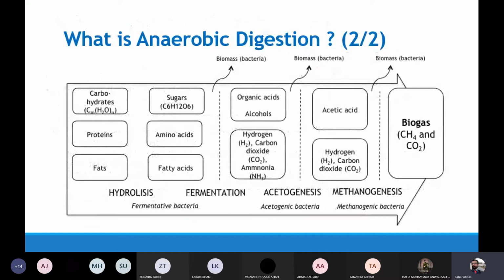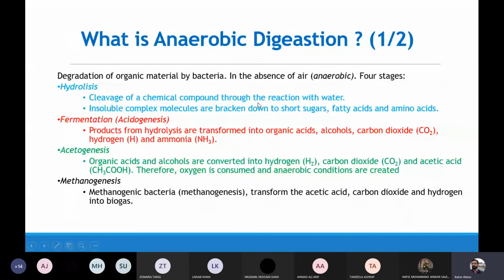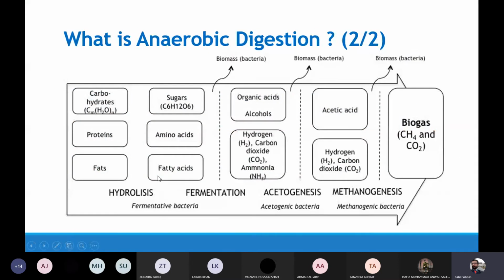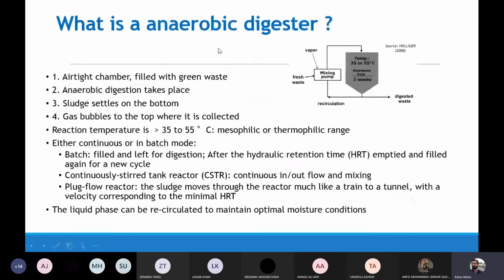When we are talking about anaerobic digestion, all these processes take place in some container or reactor or digester, so we must know about the geometry, the process, and the characteristics of the anaerobic digester as well. The anaerobic digester is an airtight chamber filled with green waste. Anaerobic digestion takes place, sludge settles to the bottom, and gas bubbles to the top where it is collected for further utilization.